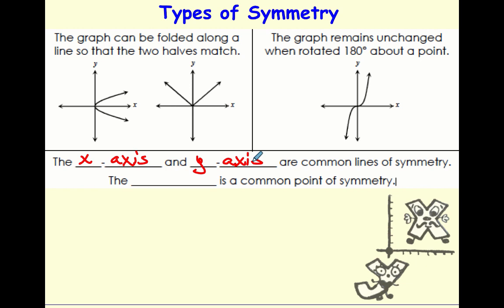That's the vertical one. They're commonly going to be lines of symmetry, so much so that they have very special uses. The origin is also a common point of symmetry for some graphs. So this is point symmetry because it's about a point. And this is line symmetry. Remember, horizontal, vertical.